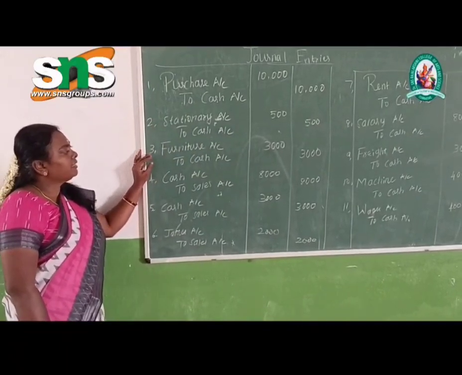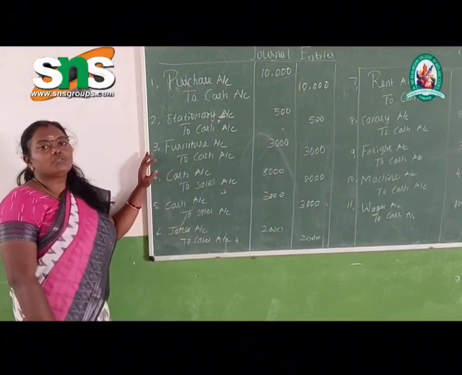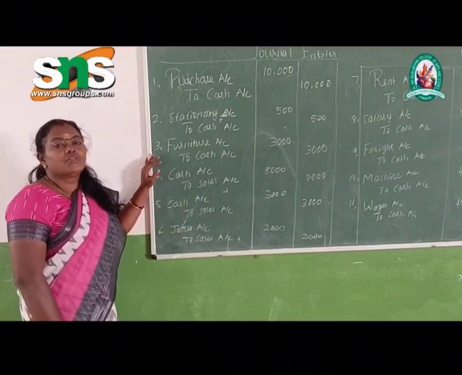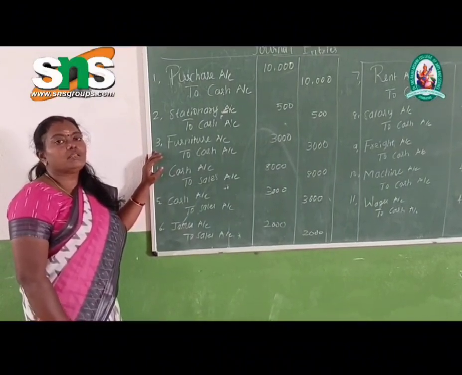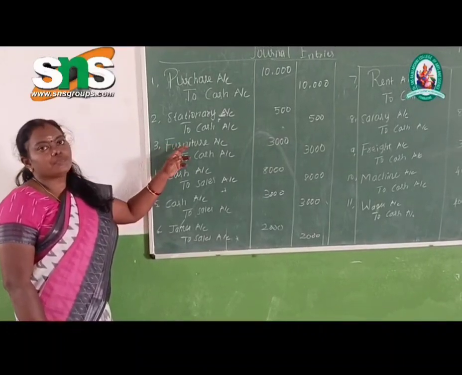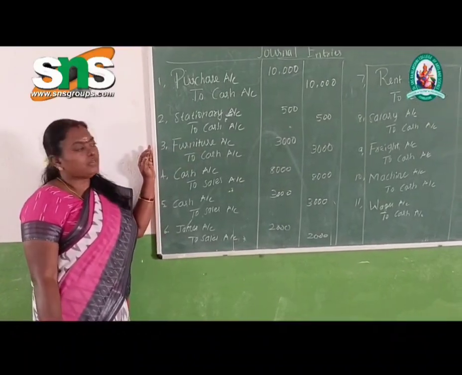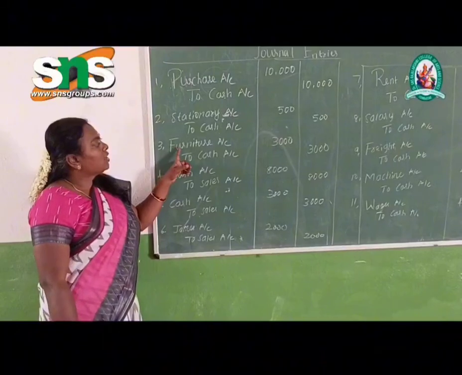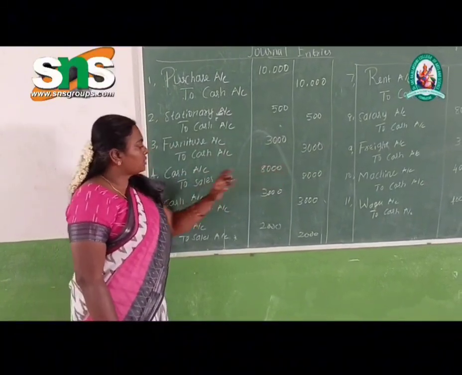The next journal is purchased furniture for cash. So the two accounts involved in this transaction are furniture and cash. Furniture is an asset and it comes on the debit side. The cash goes out of the company by purchasing the furniture. So the transaction is furniture account debit 3,000 to cash account credit 3,000.